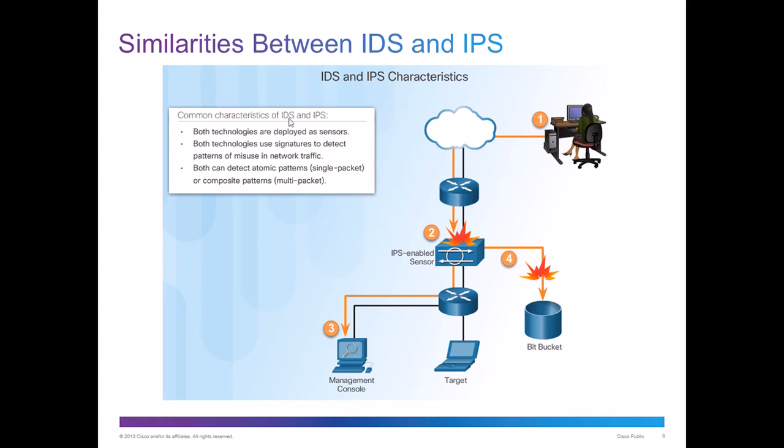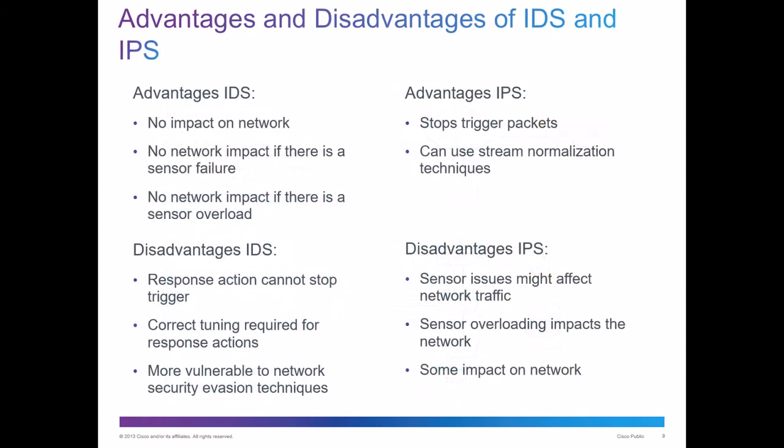You can detect atomic patterns, which means one packet at a time. If one packet has a specific signature on it, that will immediately trigger it. Or multi-packet, a group of packets coming in, is called a composite pattern. So it can detect either one packet at a time or a group of packets. Both IDS and IPSs will do that for you.